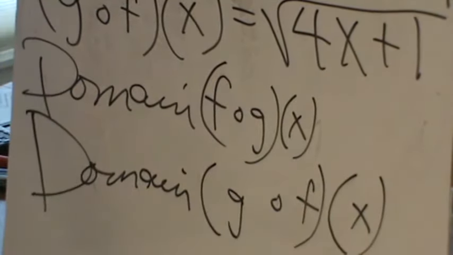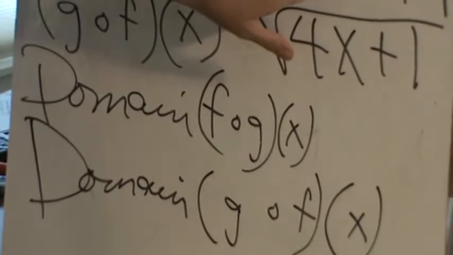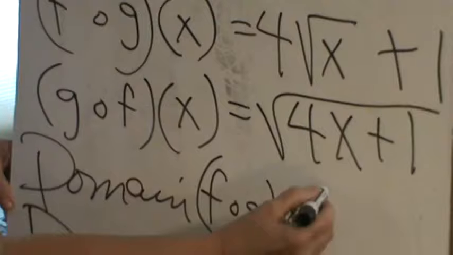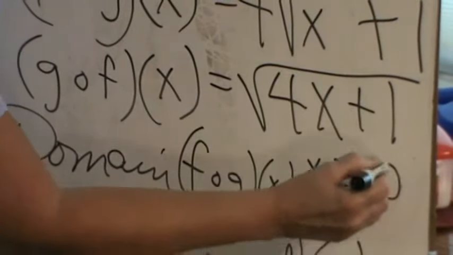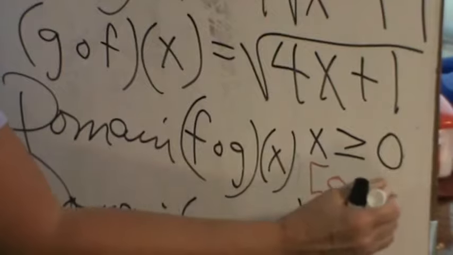Now, do you see what I see? I see square roots. My board is just not quite big enough to handle all this square root stuff. If you're wanting the f of g of x domain, you look at that, and you take that x out and you say, x has got to be greater than or equal to 0. So your domain is going to be bracket 0 to infinity.